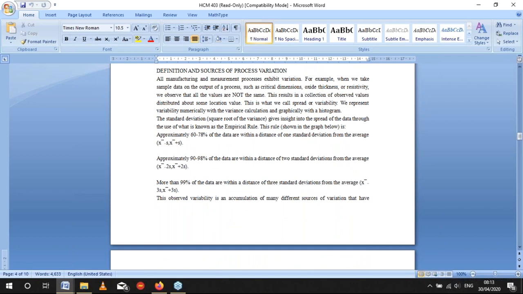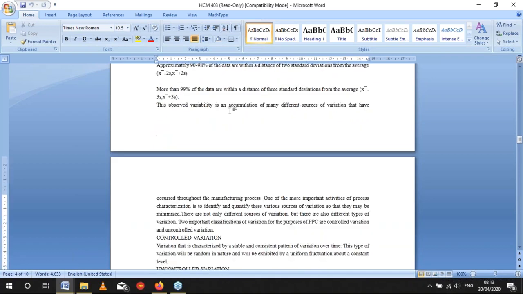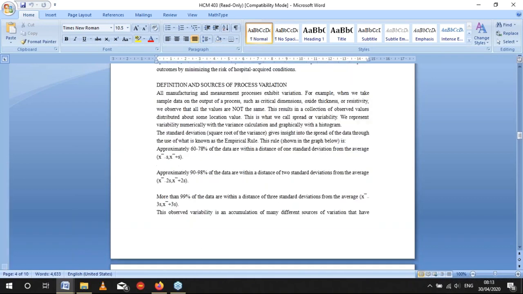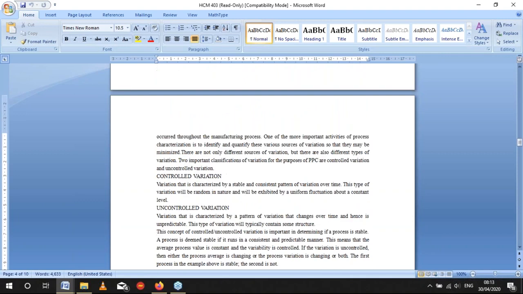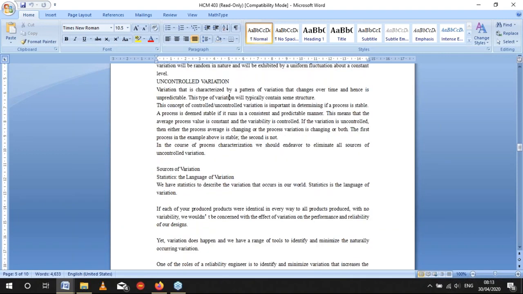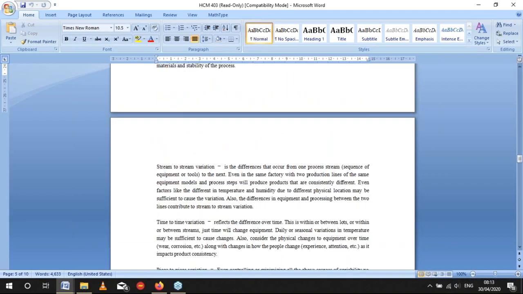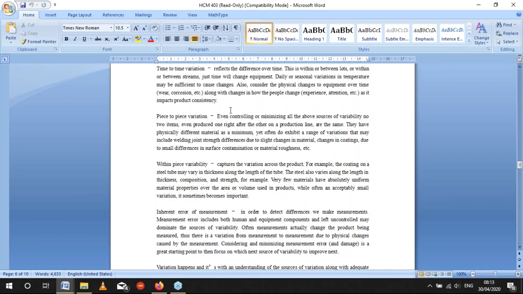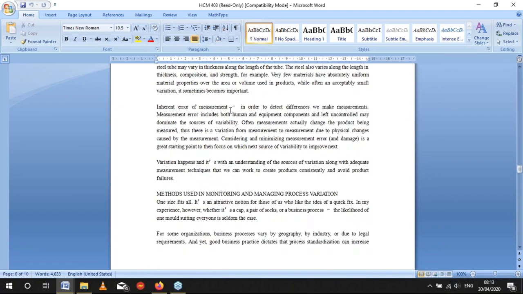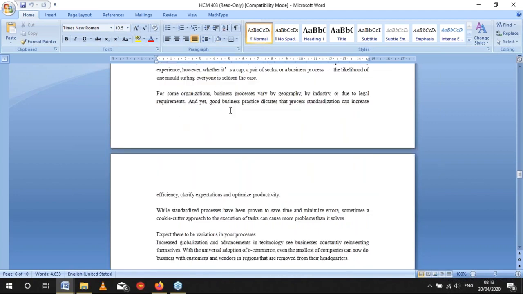Five-phased process. Number one, we want to talk about definition. That is, you have to define your process. Number two, you have to measure your process. Number three, you have to analyze it. Number four, you have to improve on it. While number five, you have to control it.